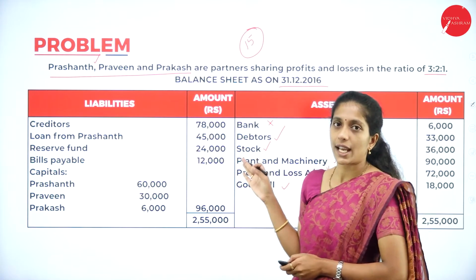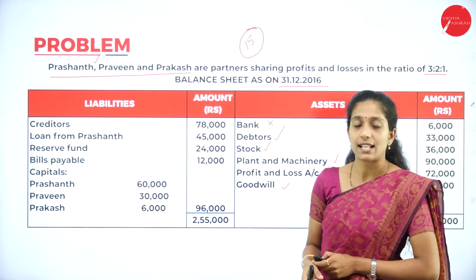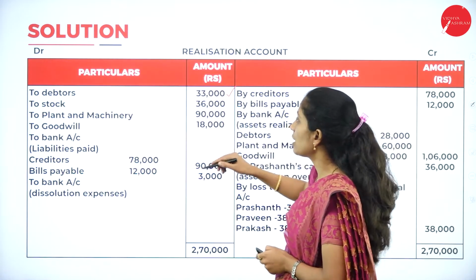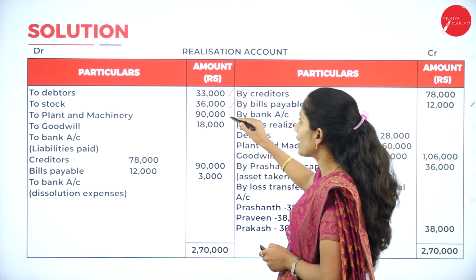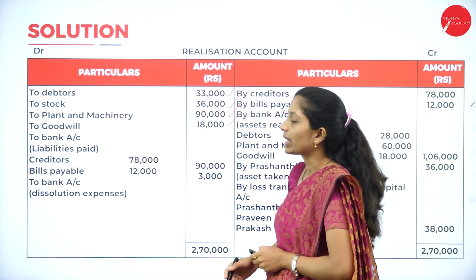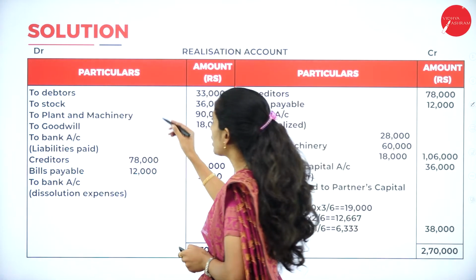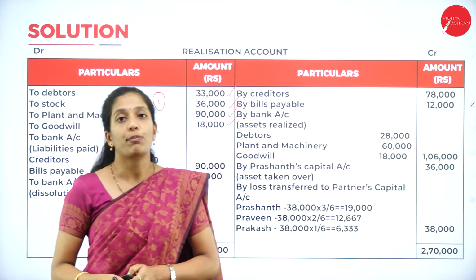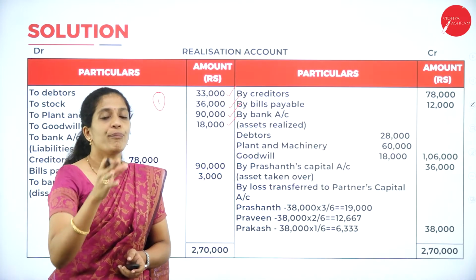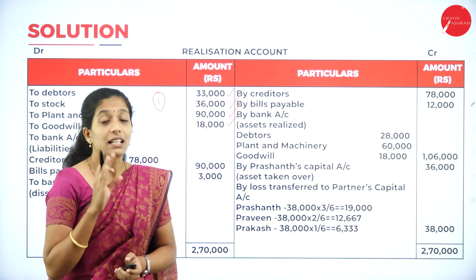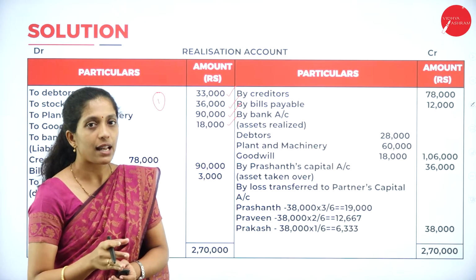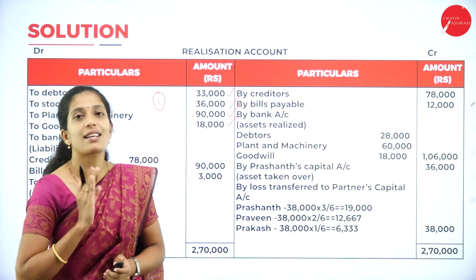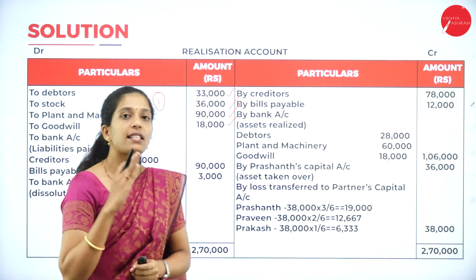Now where are you going to take these assets? To the debit side of realization account. So see how we have taken: to debtors 33,000, to stock 36,000, to plant and machinery 90,000, to goodwill 18,000. Now we are done with our first step, that is bringing all the assets except cash or bank and profit and loss account. Now bring all the liabilities together, that is outsiders' liability, except profit and loss account, reserve, fund, partners' capital and partners' loan, except the 5 items.